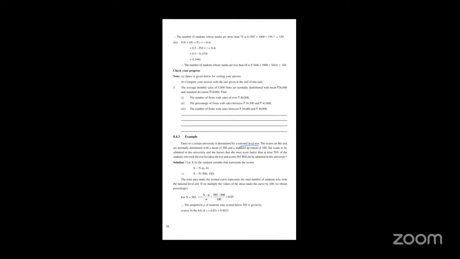So next, coming to the other example. Entry to a certain university is determined by the national level test. The scores on this test are normally distributed with mean 500 and standard deviation 100. Sai wants to be admitted to the university and she knows that she must score in the top 70% of the students who took the test. Sai takes the test and scores 585. Will she be admitted to this university? So we need to find whether she will be admitted or not with her marks, 585.